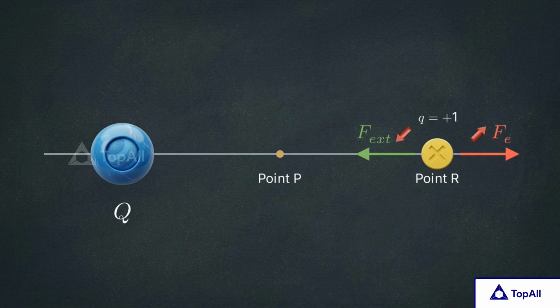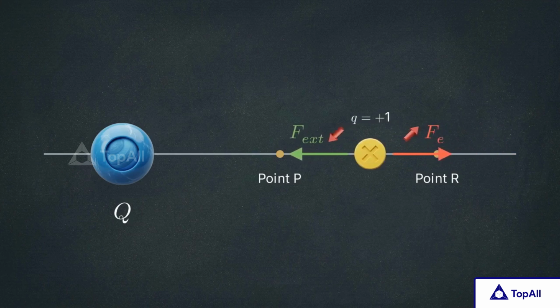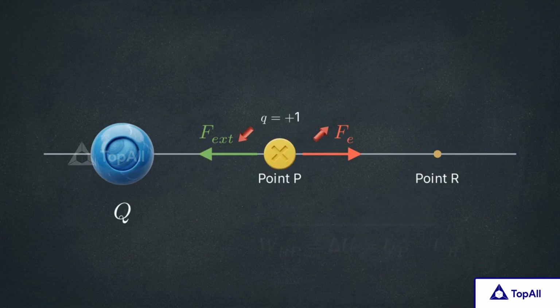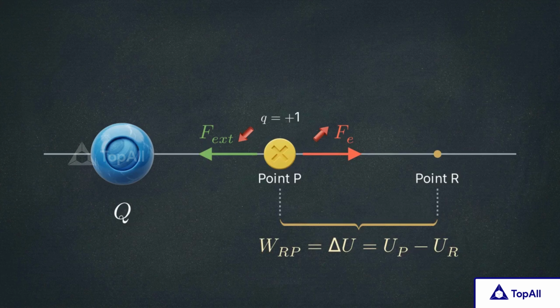The outward electric force and inward external force must remain equal. This zero acceleration constraint ensures all effort overcomes the field's repulsion. The work performed is stored as a potential energy difference between these coordinates.